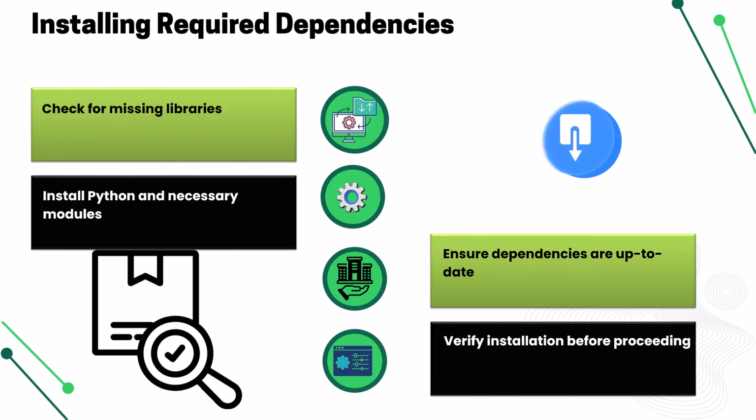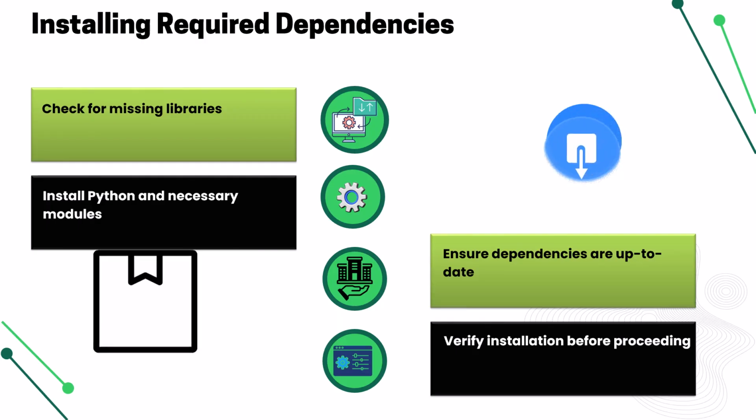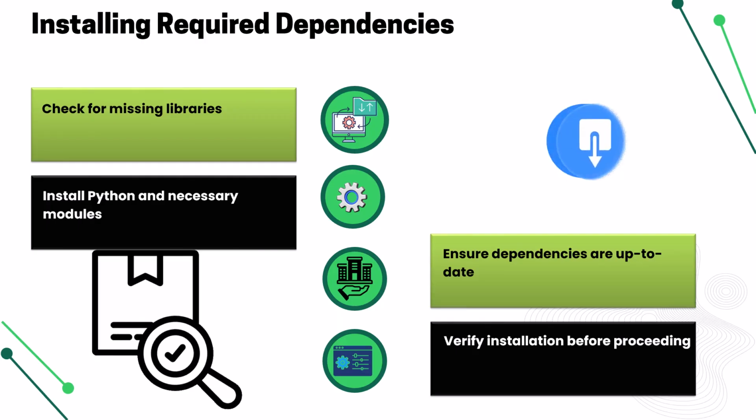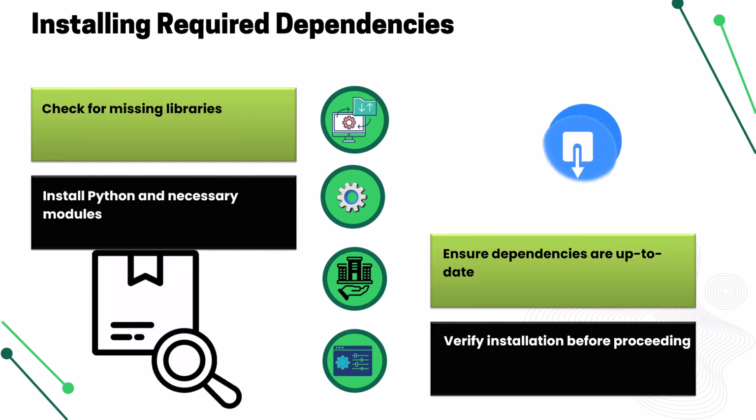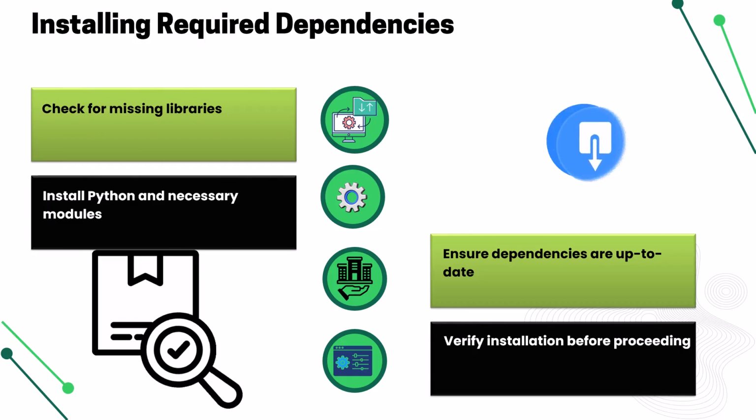Dependencies are like ingredients in a recipe. Miss one, and things go sideways. Check for missing libraries, install Python, and ensure everything's fresh. A quick verification makes sure we're good to go.